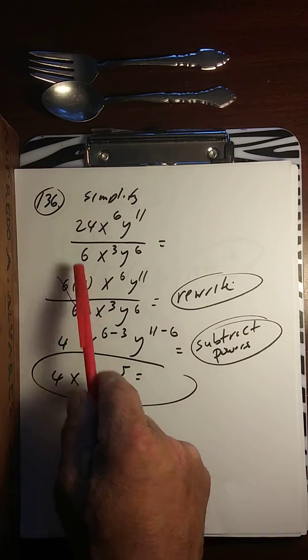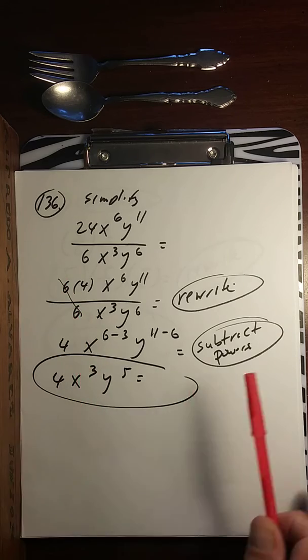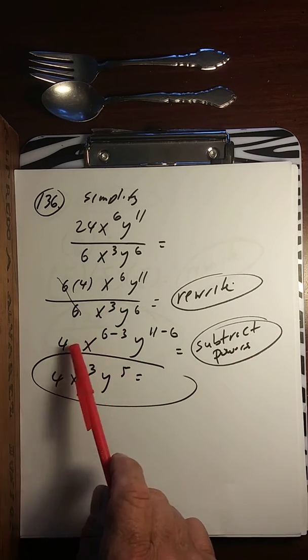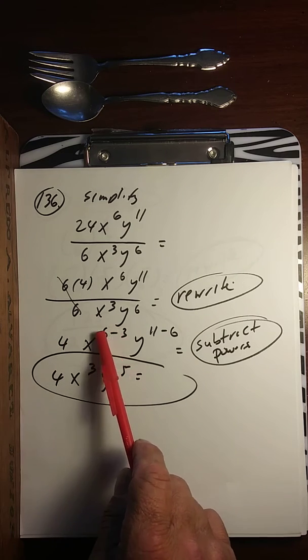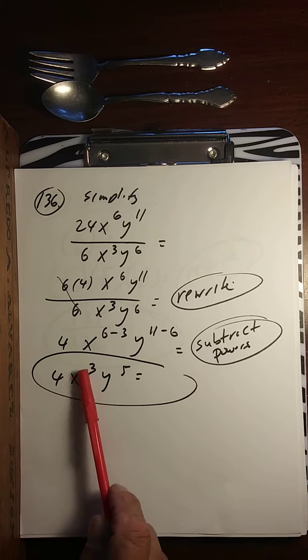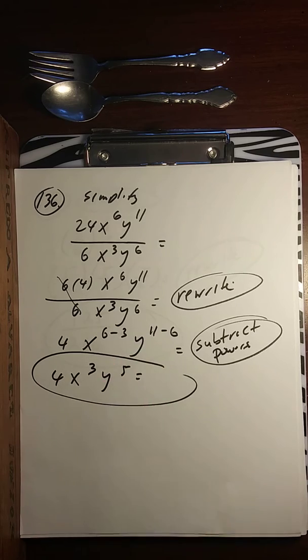Simplify this. 6 times 4 is 24. I know these will cancel, so we have 4. And then subtract the powers again, so you're going to go 6 minus 4x, 6 minus 3, 6 minus 3, and 11 minus 6. Well, that's going to give you 4x^3 and y^5.